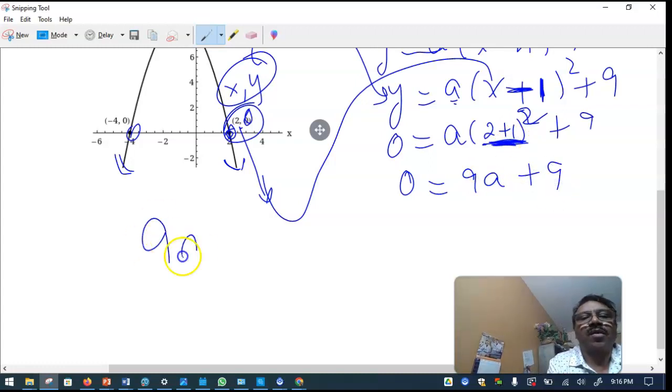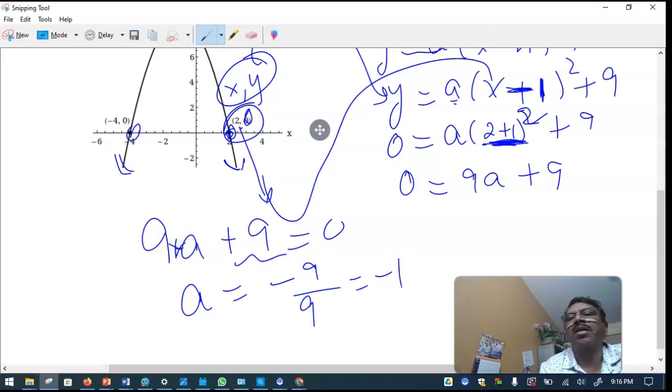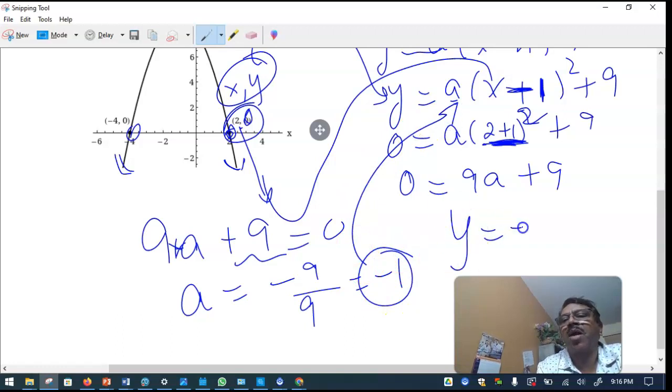And you solve for a, you don't even have to show the steps. So a is the opposite of plus 9, minus 9. And this is multiplication, so divide by 9, you get minus 1. And whatever answer you get, you just plug in here. So you get minus 1 times x plus 1 the whole square plus 9, and done.